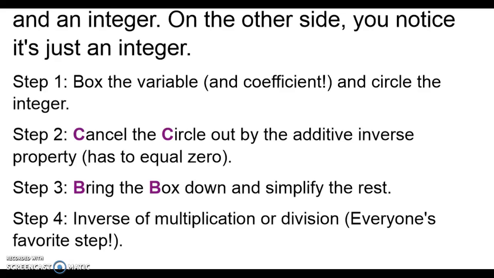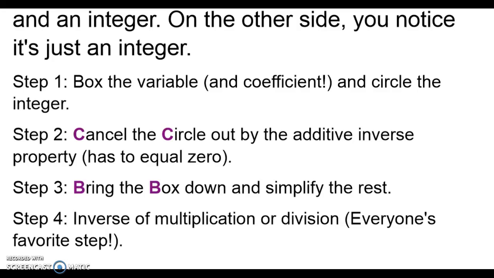All right, so step 1, when you are looking at an example, you want to box the variable and the coefficient and then circle the integer. Step 2, we want to cancel the circle out by using the additive inverse property. So notice that I have both C's bolded there and in purple. That's going to be big, and you can make the connection with those. Additive inverse property states that if you take a number and add its opposite, it's going to equal 0.